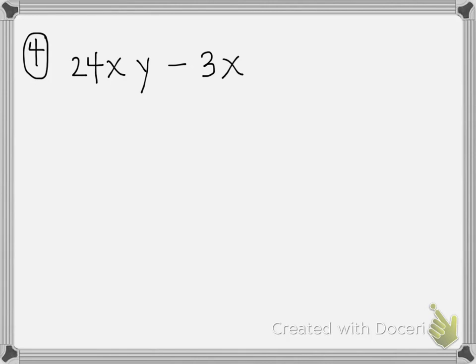All right, let's look here. So we've got 24xy minus 3x. The number they have in common is a 3, and the variable that they have in common is x. So I'm going to divide each term by 3x.